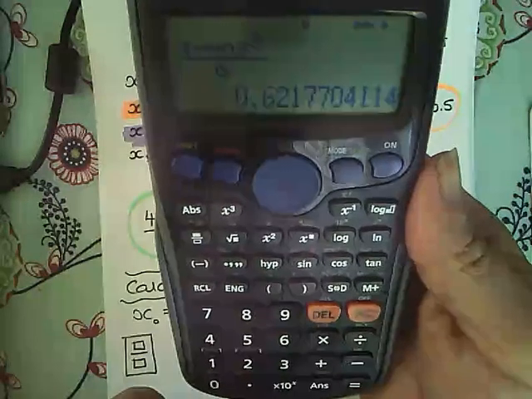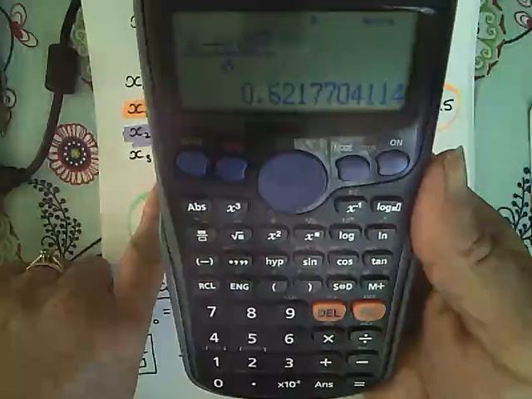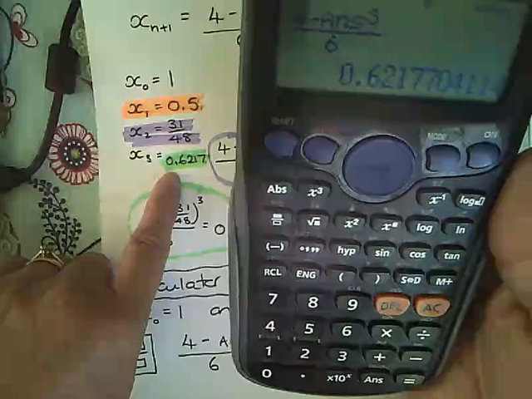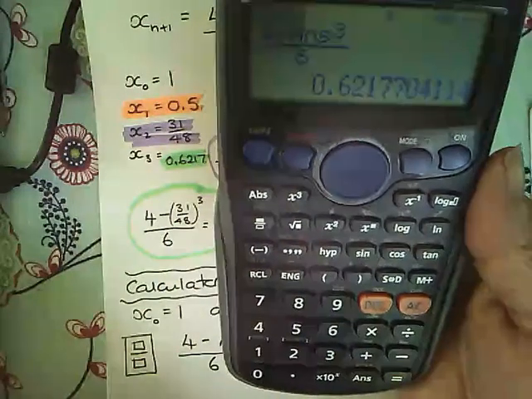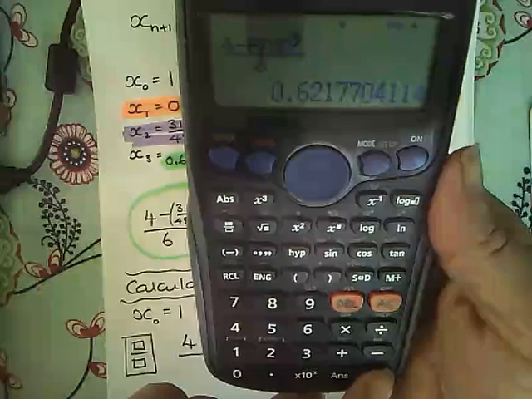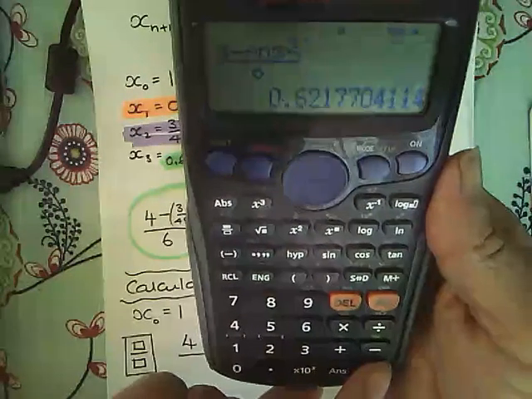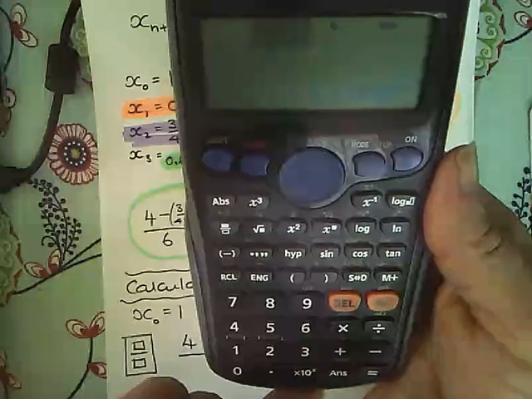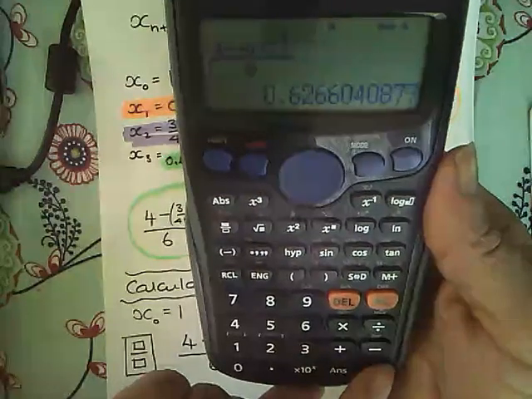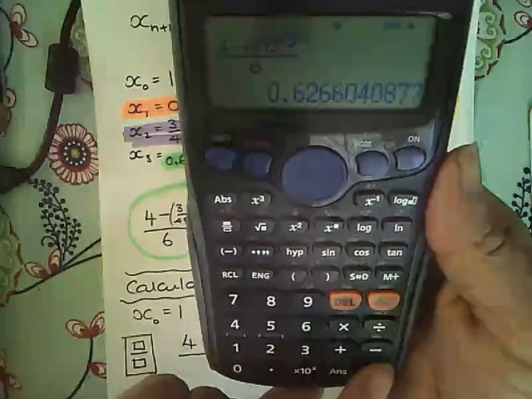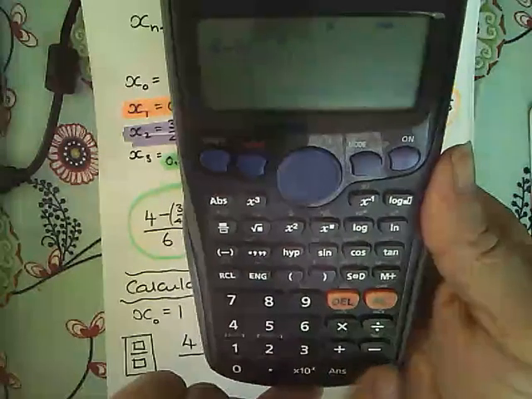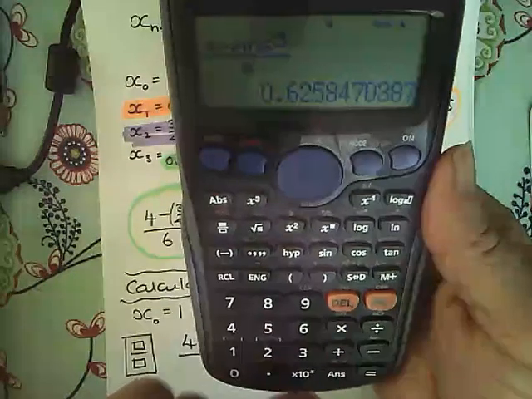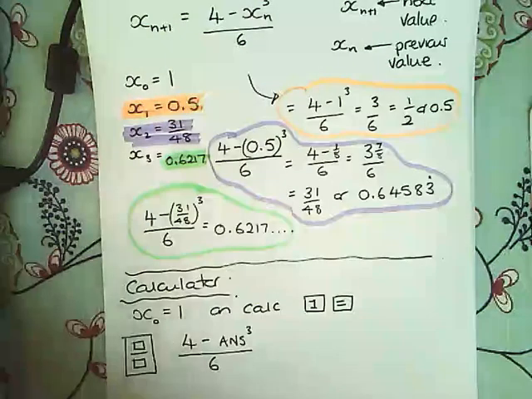And that agrees with what we had in our workings here, doesn't it? 0.6217, and that keeps going. And you can keep pressing this button. That gives me x4, the fourth value. The calculator recycles it for you to give you the fifth value and the sixth value. In an exam question, you won't be asked to go as far as that.